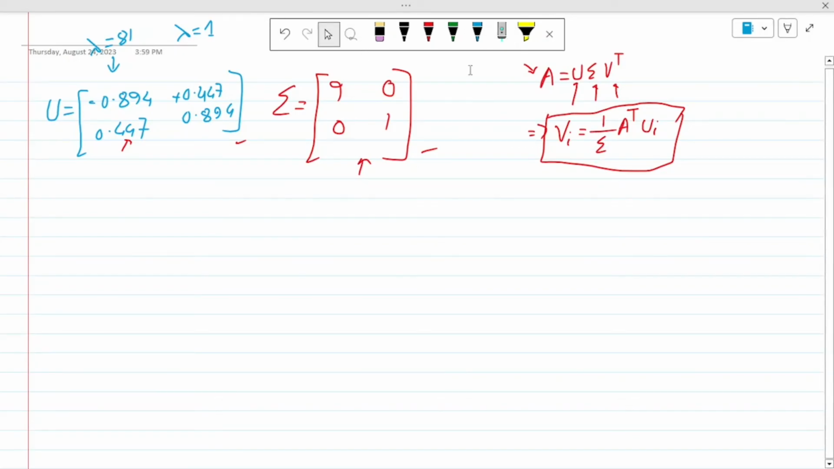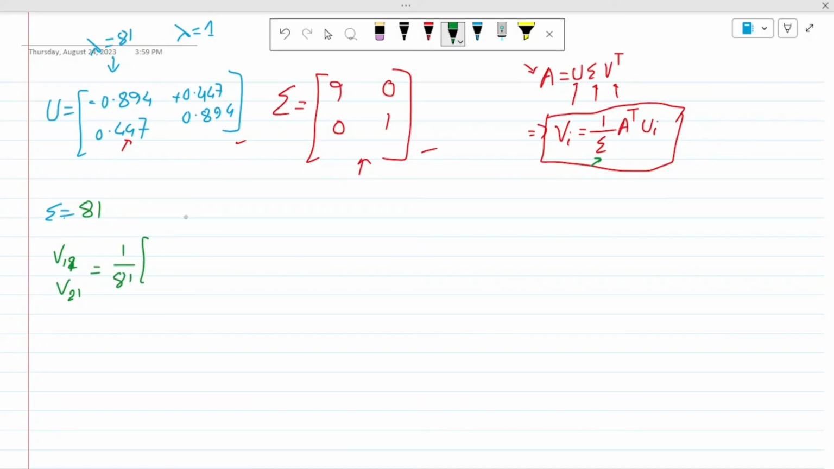So now here we have two sigma values, right? Sigma value is 1 and sigma value is 81. So let's do it now. So first case is when sigma equal to, let's take green, sigma is equal to, let's consider 81. So when sigma is 81 here, what will be the V? So here again V11 and V21. So this value we have to find out. So this will be 1 by sigma, 1 by 81 into A transpose. So A matrix, if you recall, in the question it is given -4, -7, and 1, 4. So what was A transpose then? A transpose will be -4, -7, 1, and 4.